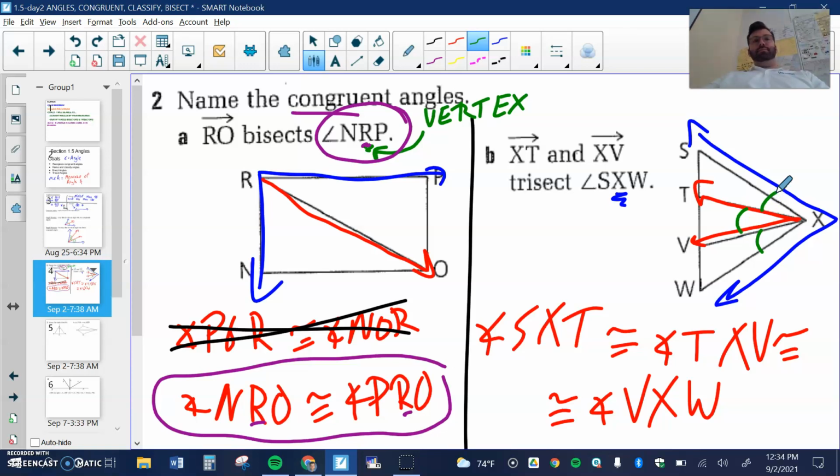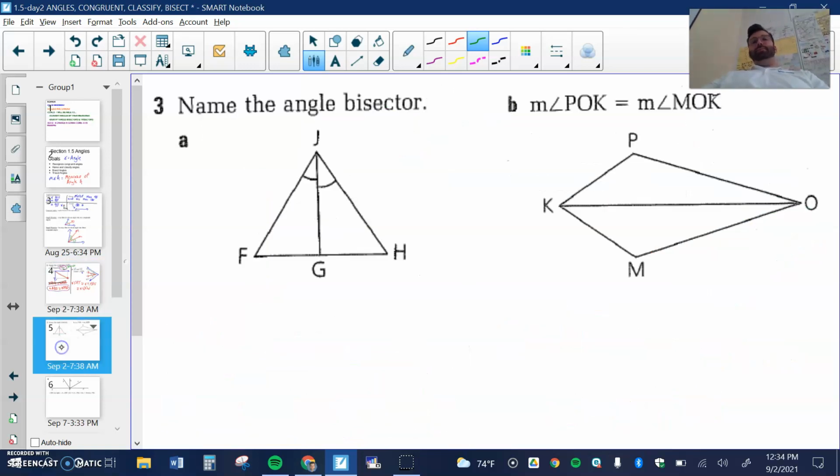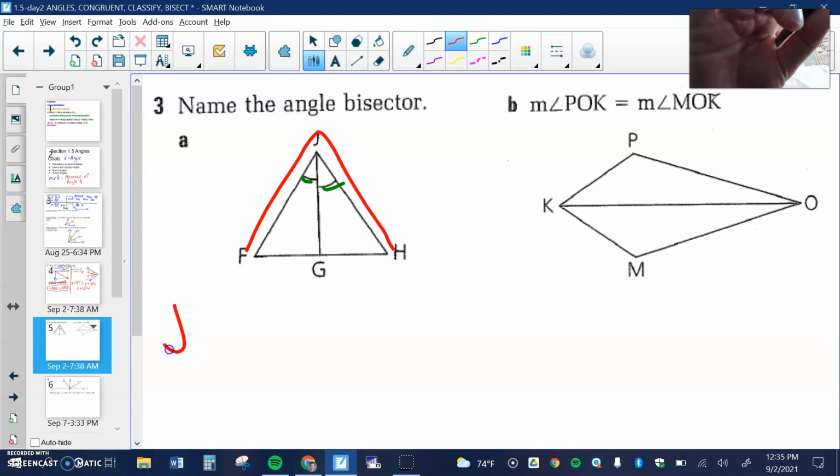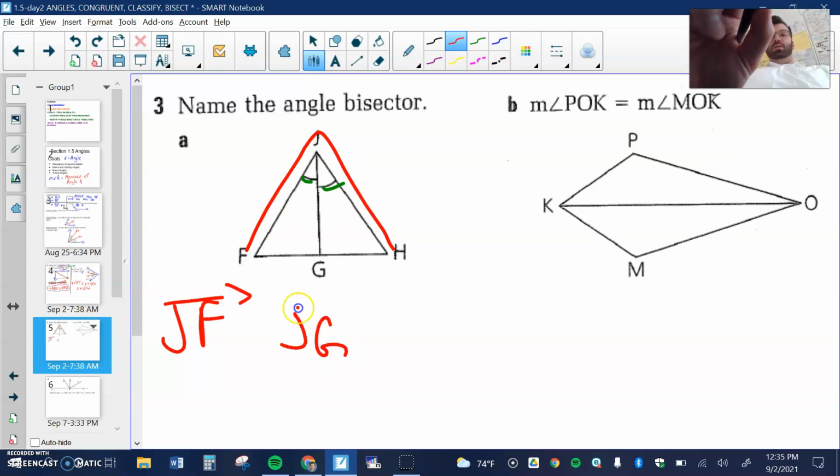Okay? Let's keep going. Now, we know which angles are congruent. We want to name the bisector. All right, so here are two congruent angles there. It looks like the vertex is J. So I have three options: JF, JG, or JH.